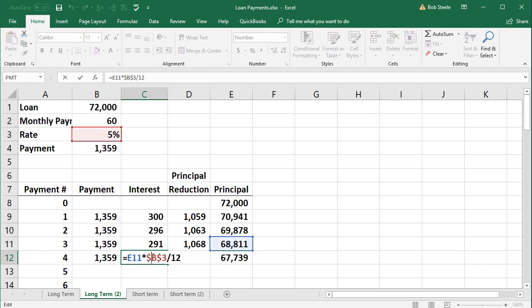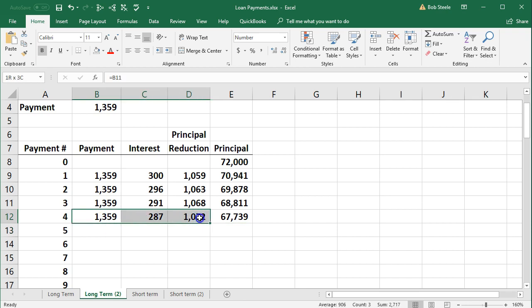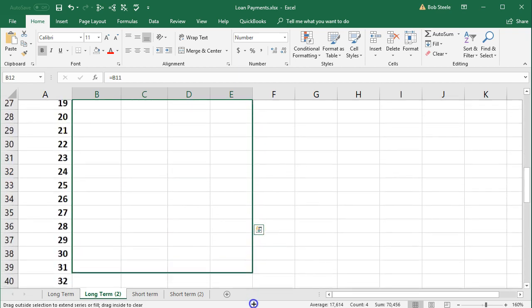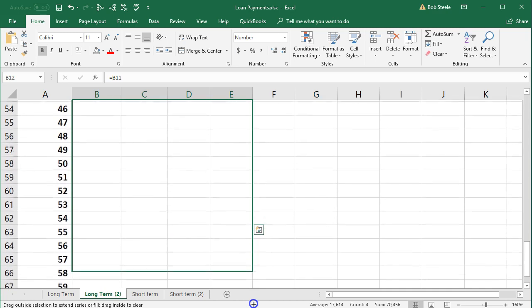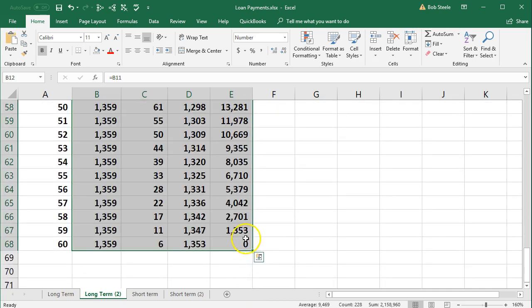This looks correct now. This looks correct now. This looks correct now. So it looks like it's doing what we want. So what I'm going to do now is highlight these 4, drag it all the way down to the 60 payments we have. So I'm going to put my cursor right here, go all the way down to the 60 payments, and it should end up, if we do it correctly, at 0 here.